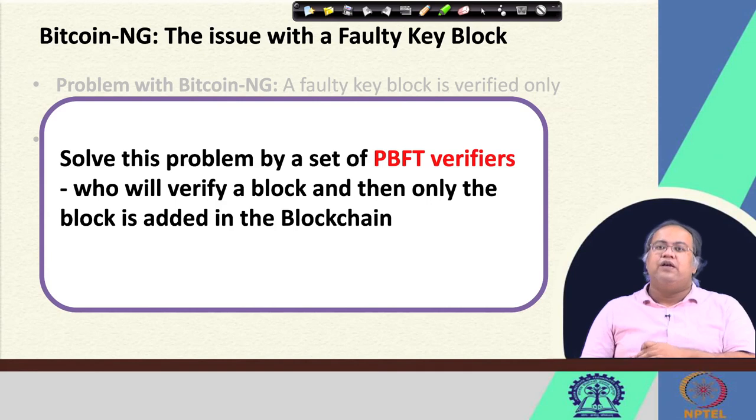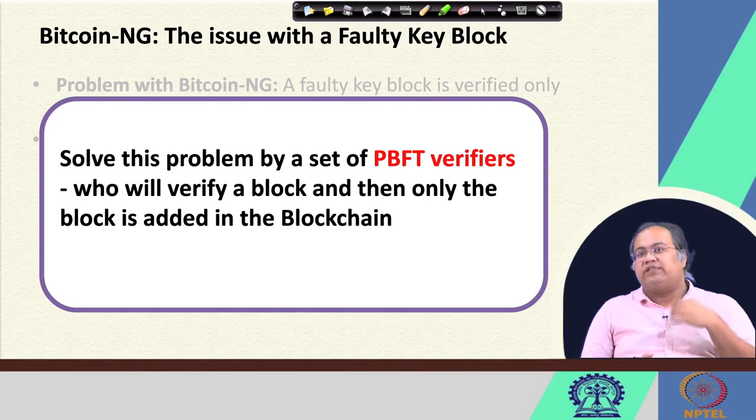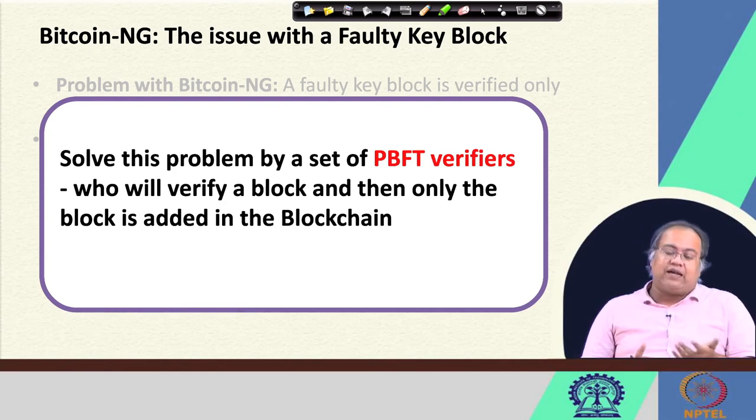So, I can use a set of PBFT verifiers to verify every micro block and the key block before they are added in the system. Here I can utilize the idea of the Byzantine agreement protocol. As we know, the Byzantine agreement protocol works really fast within a small consensus group. So, I can have a set of PBFT verifiers which can quickly check that a particular micro block is good, and once they authorize it, that micro block gets added in the system. That idea works well in such a context. That way I can avoid introducing faulty micro blocks in the system by an elected leader or an elected miner.